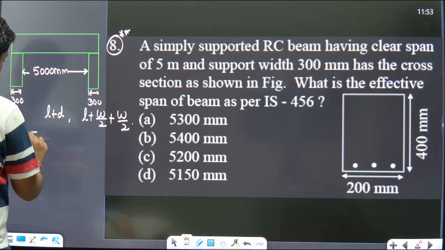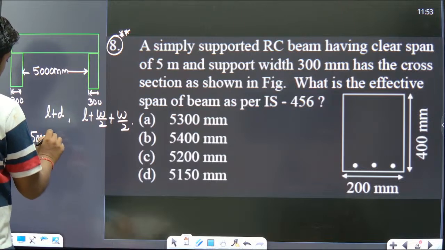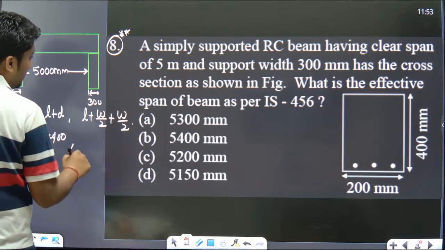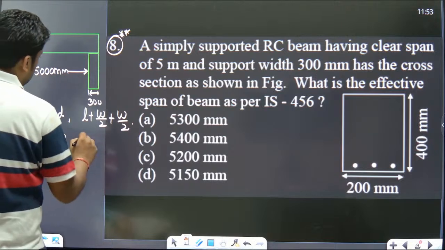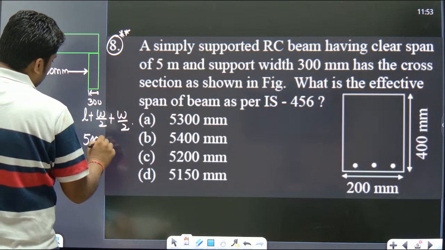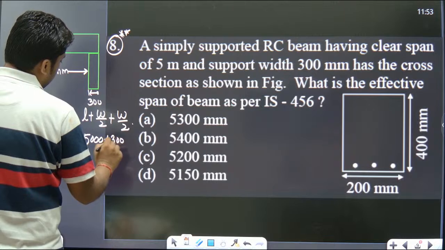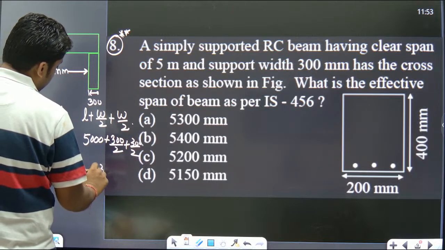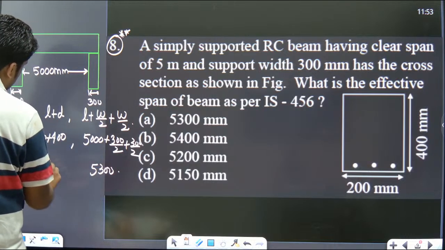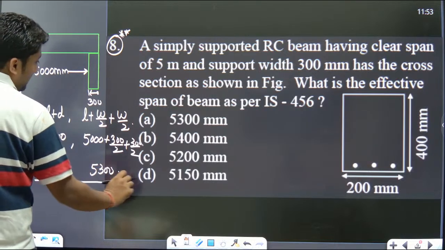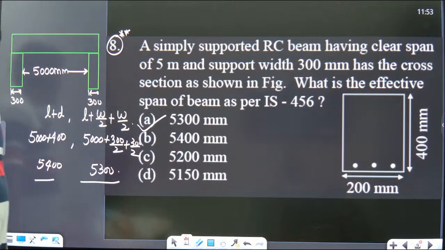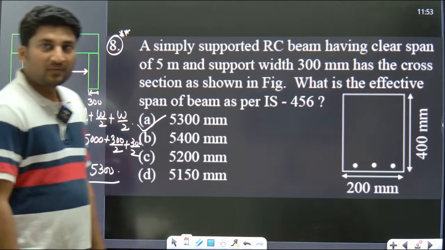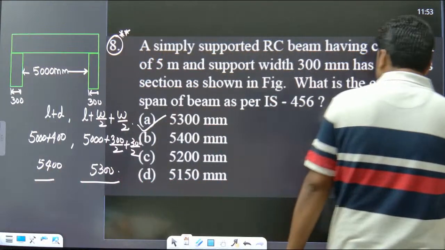So L means 5000 plus 400, and here the length is 5000 plus 300 by 2 plus 300 by 2. You will get the answer as 5400 in the first case, and 5300 in the second. So what is the minimum value? Minimum value is 5300. Option A is the correct answer. Understood? Clear? Moving ahead.